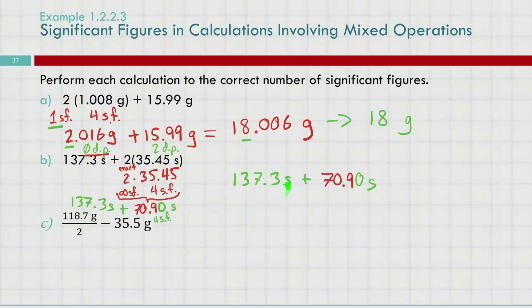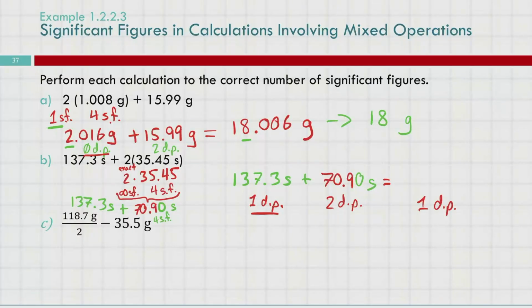137.3 has how many decimal places? 1. 70.90 has how many? 2. Because they're both significant. So the smaller of those is 1. So we want to round, if we need to, to 1 decimal place.